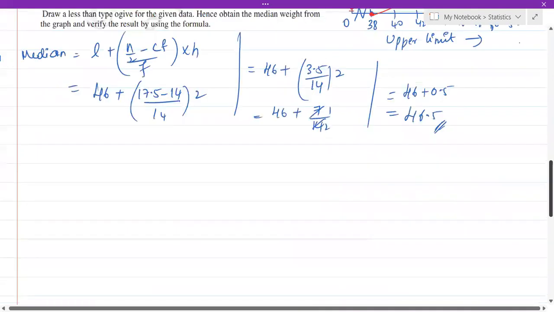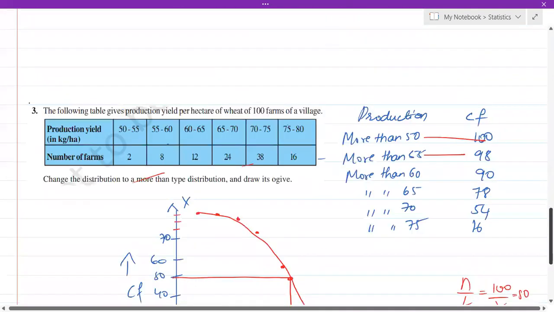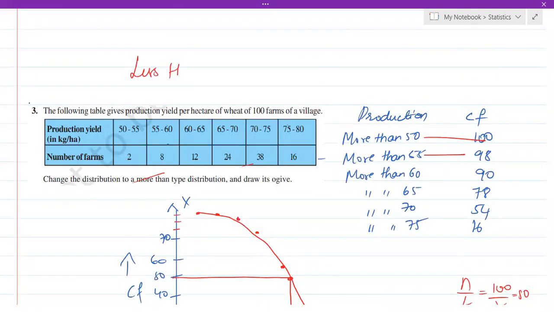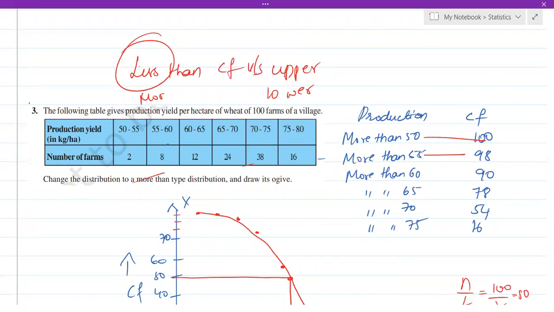Remember, you can also remember this like this. Less than type, okay, the opposite. For less, you're going to take the upper limit. For more, you're going to take the lower limit. So if it is less than type graph, it is CF versus upper limit. If it is more than type, then it is again CF versus lower limit.